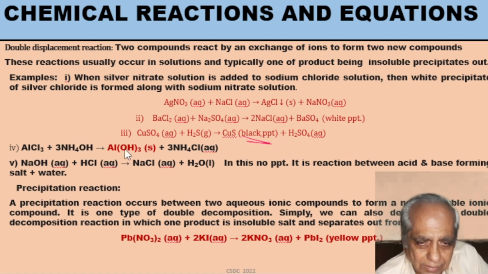Okay, and here aluminum chloride and ammonium hydroxide. So we got aluminum hydroxide and ammonium chloride. Now this is also a white precipitate, aluminum hydroxide and ammonium chloride. This is an aqueous solution.